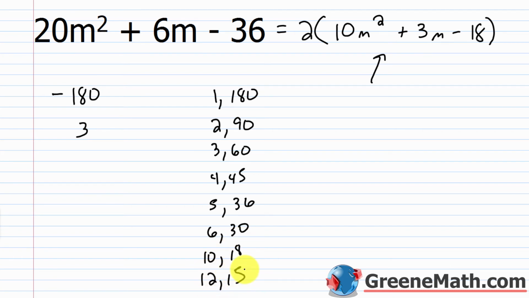12 times 15 would work, for some way to work those signs out to where I can get 3. In my head, I just look at 12 and 15. I know 15 minus 12 is 3. So positive 15 and negative 12.